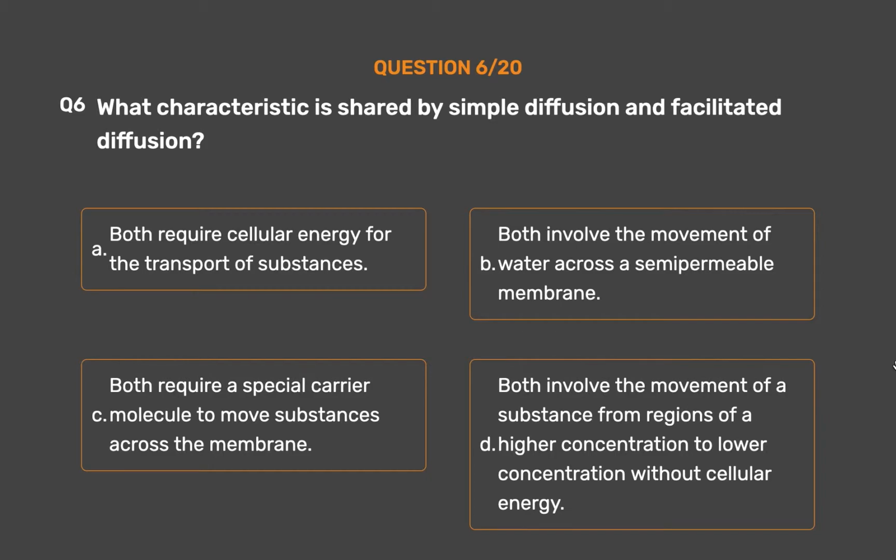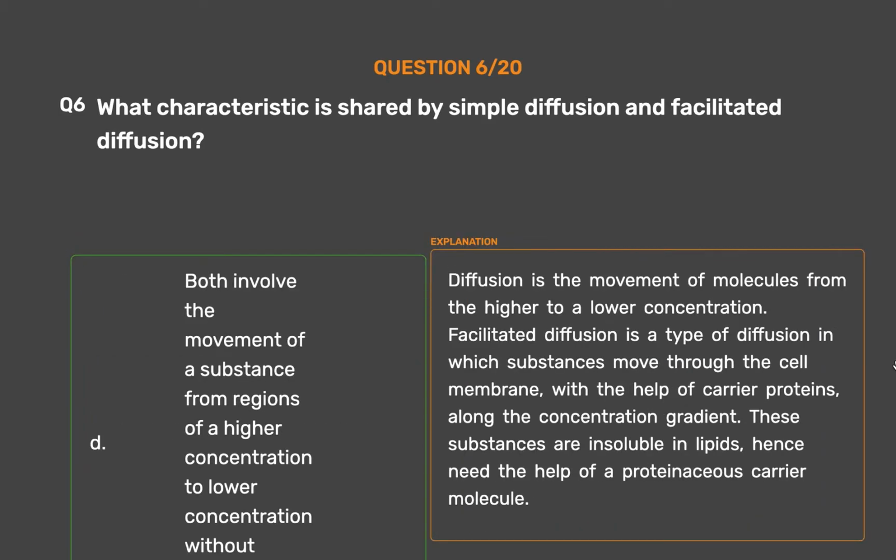The correct answer is option D. Both involve the movement of a substance from regions of a higher concentration to lower concentration without cellular energy. Diffusion is the movement of molecules from the higher to a lower concentration. Facilitated diffusion is a type of diffusion in which substances move through the cell membrane, with the help of carrier proteins, along the concentration gradient. These substances are insoluble in lipids, hence need the help of a proteinaceous carrier molecule.